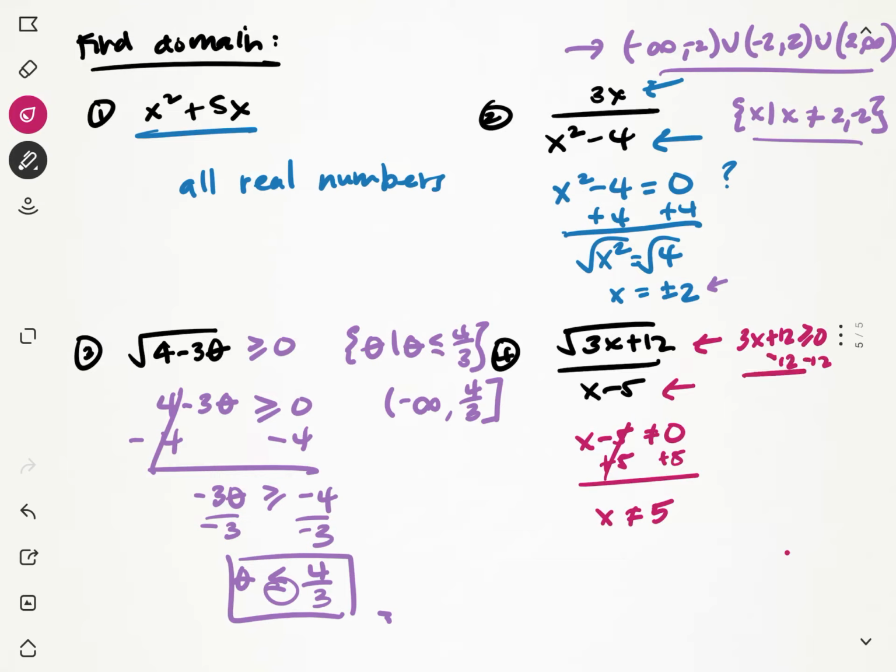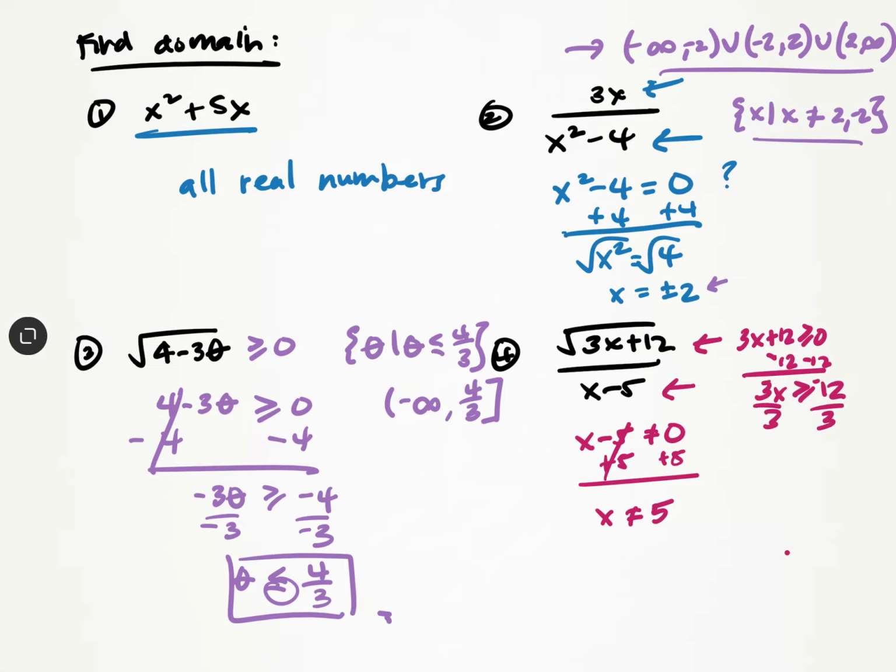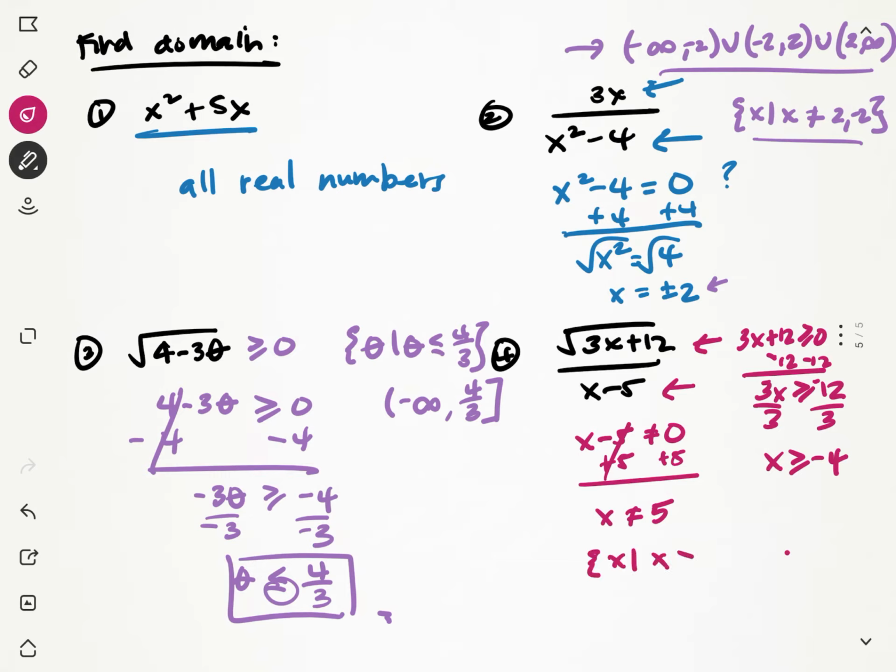Let's go ahead and solve this algebraically. 3x is greater than or equal to negative 12. Divide by 3. Now be careful here, we're dividing by positive 3 on both sides, not negative 3, so we don't have to flip the sign. Okay, and then let's write this out. Let's do set notation first. x such that x is greater than or equal to negative 4 and x is not equal to 5.